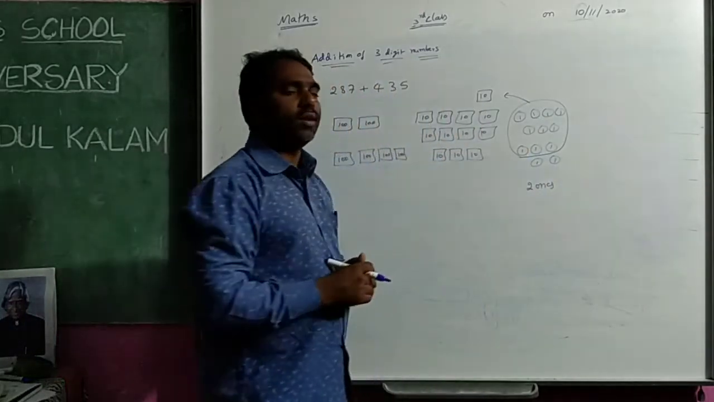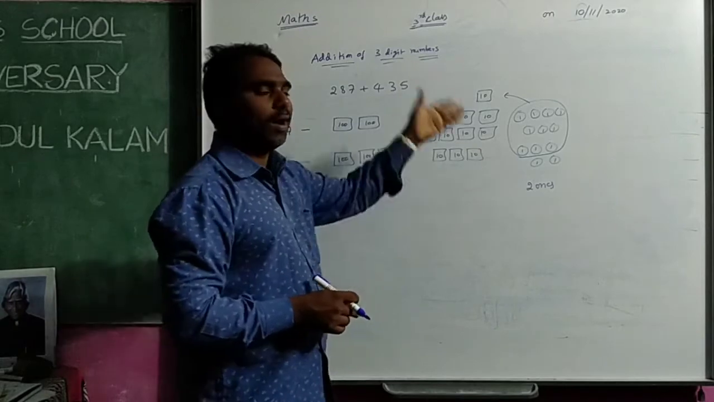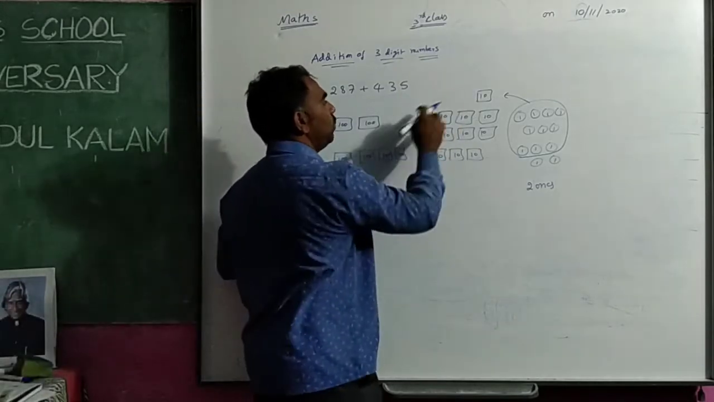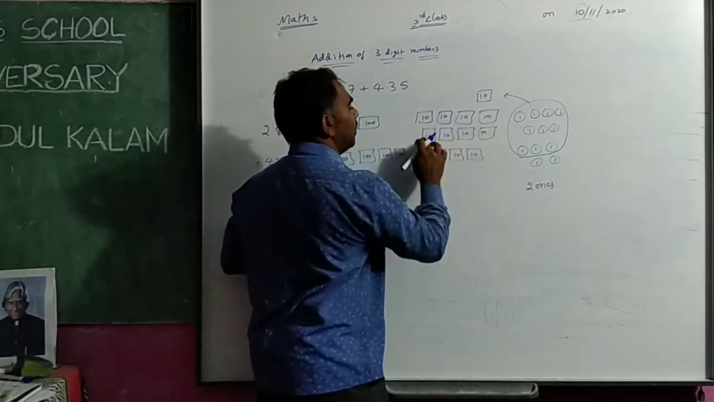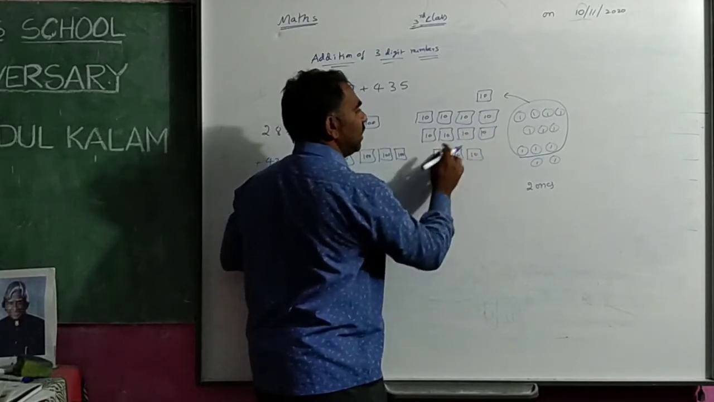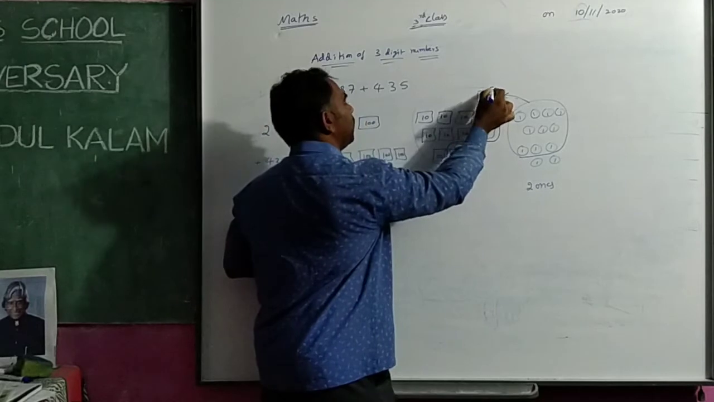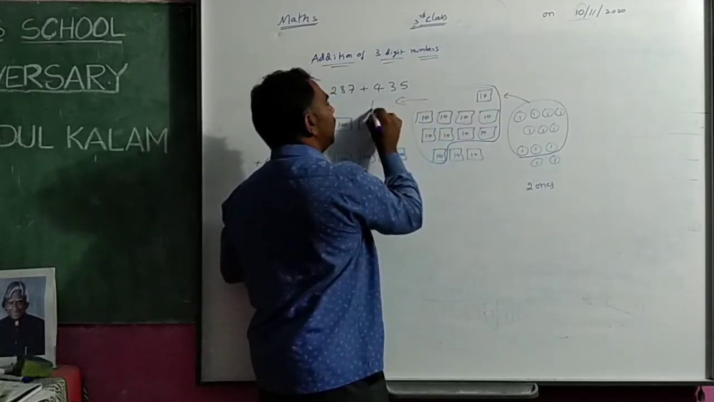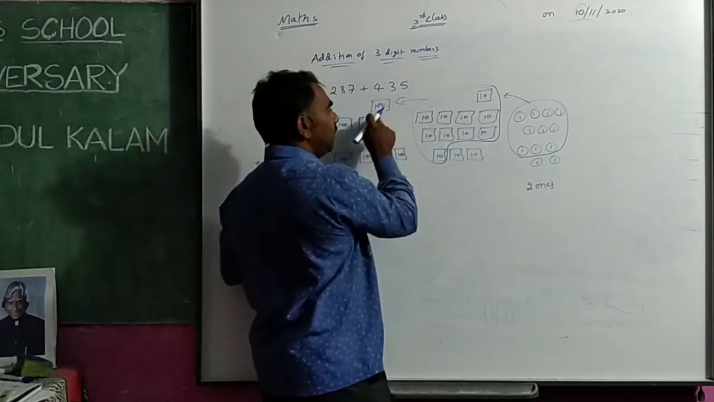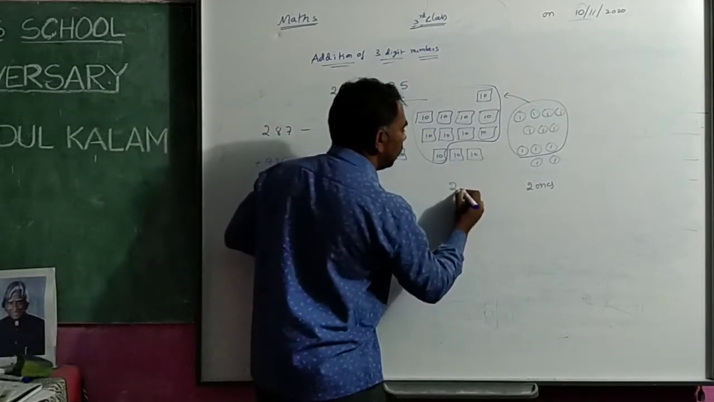Next, I will start the counting of tens all together. 1, 2, 3, 4, 5, 6, 7, 8, 9, 10. See, 10 tens will become 100. So 100 I will write here and here 2 tens left.